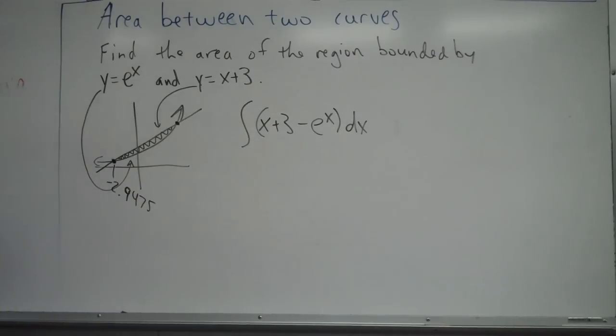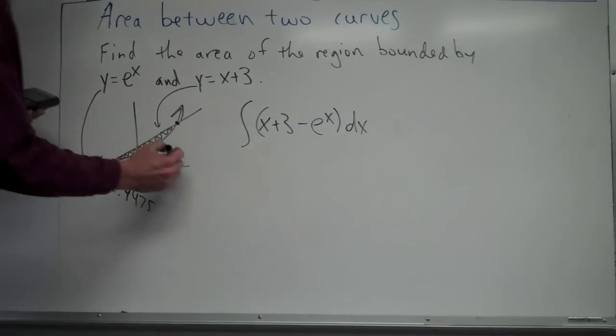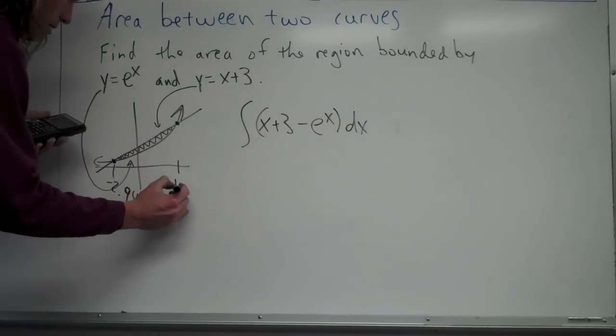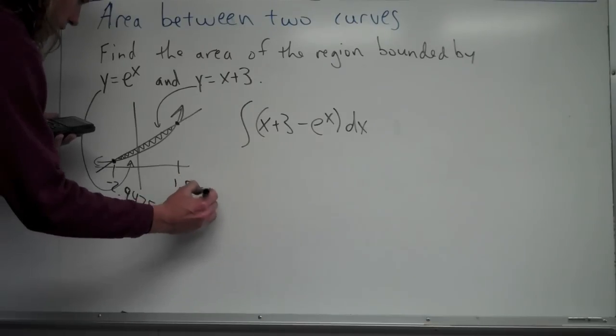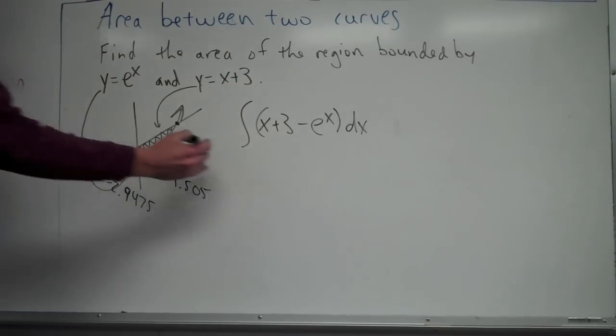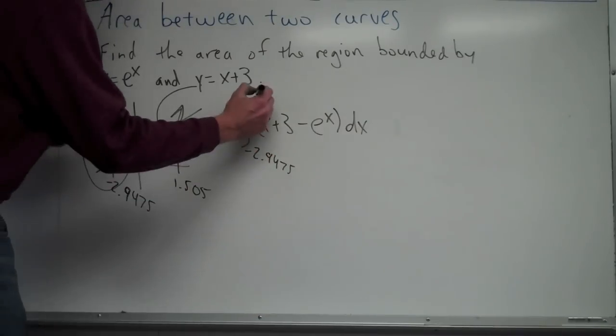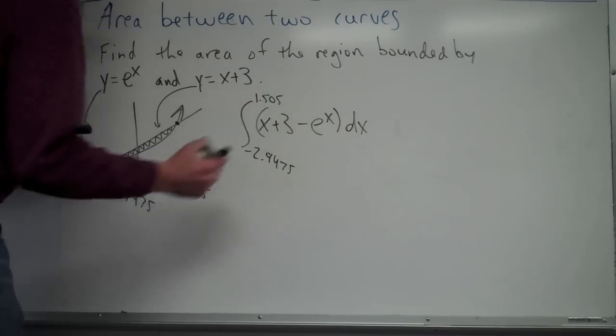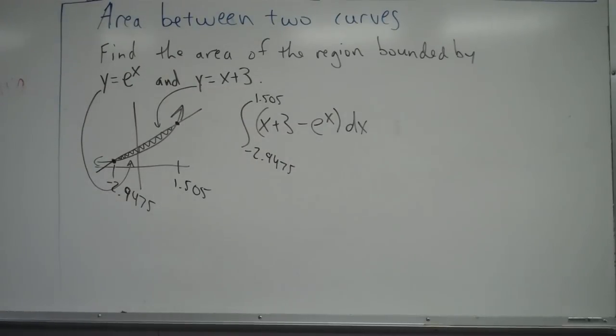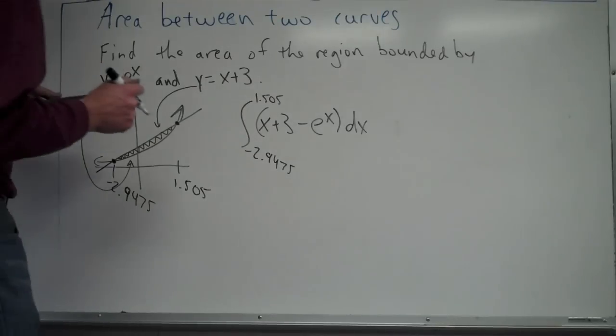And I'm going to press second calc intersect again to find my other one. And if I look in my calculator after I do my first and second curve, it looks like that's, oh gosh, maybe a little after x equals 1. So if I type in 1 and press enter for my guess, it will tell me the intersection that's kind of close to 1, which is 1.505. So there are my limits of integration, -2.9475 and 1.505. Now I want to integrate this, and I'm going to use my calculator to do so.